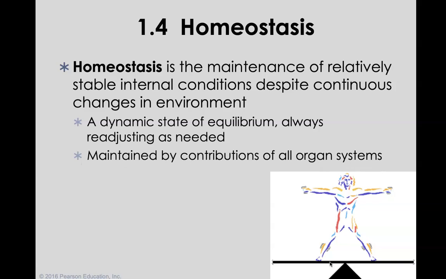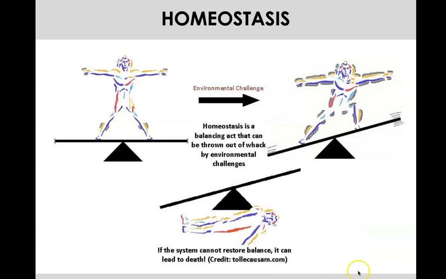And your organ systems are what allow you to maintain this balance. Your organ systems are all working really hard every day to allow you to maintain an internal body temperature that's the same, to maintain internal glucose levels that are the same, to maintain certain ionic balances, all of these things. And so these organ systems are all working together, and it's this balancing act.